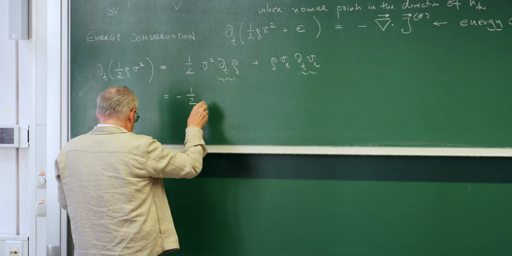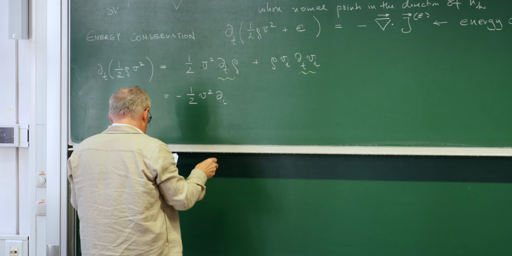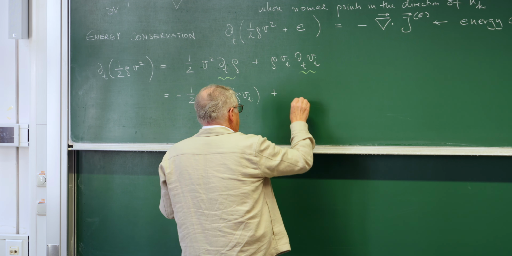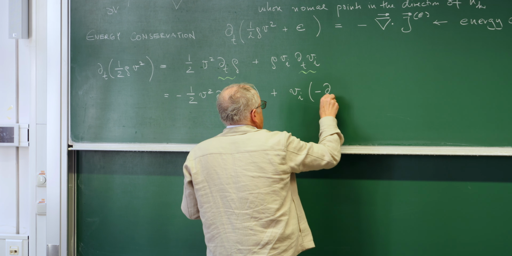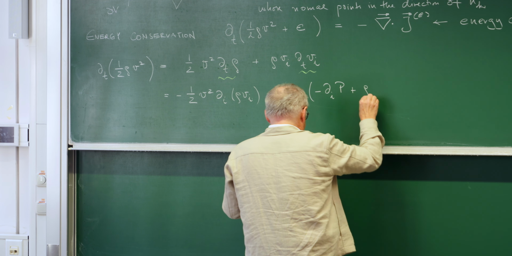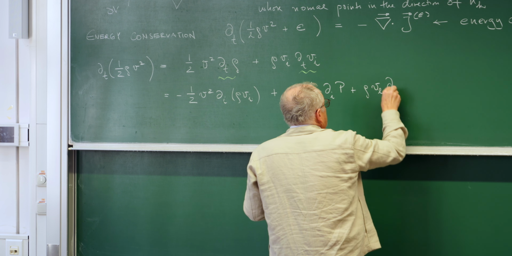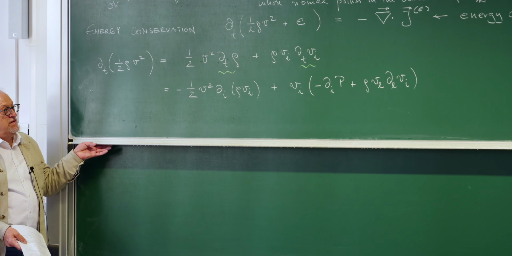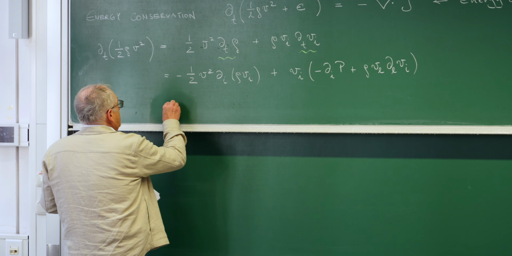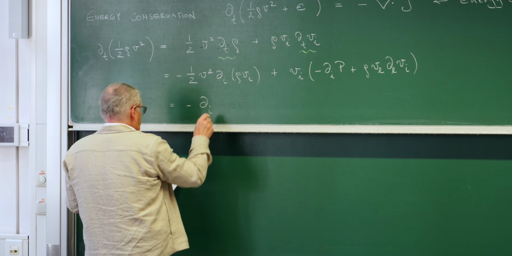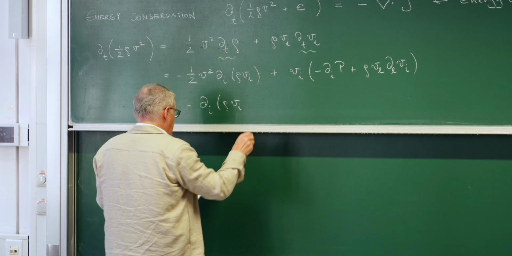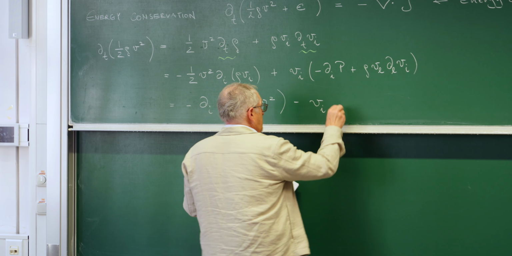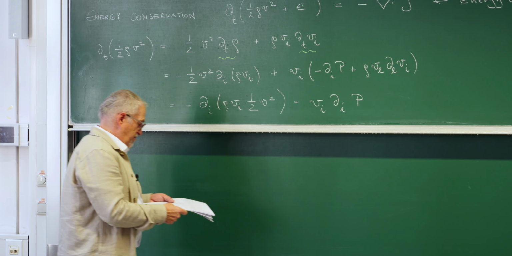And then you get minus a half v squared ∂_i (ρ v_i). That's the conservation law for mass. And then the Euler equation here gives v_i times the negative gradient of the pressure, plus ρ v_l ∂_l v_i. Okay, now you can write things out and combine different terms. So after one intermediate step, this can also be written as minus ρ v_i ∂_i of a half v squared, minus velocity scalar with the gradient of pressure.